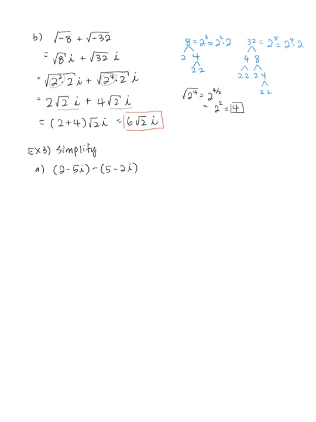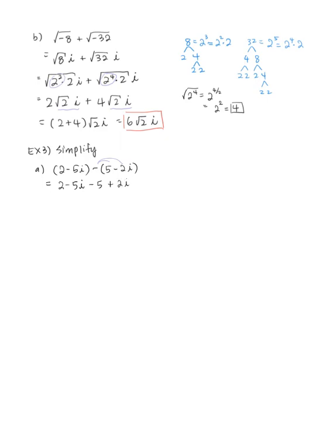Okay, now let's take a look at something a little bit different. Simplify 2 minus 5i minus 5 minus 2i. So we're basically subtracting two complex numbers from one another. This is not as bad as you think. So let me just start off with 2 minus 5i. Guess what we need to do next? Well, you're going to have to distribute that negative sign in. So here you're going to have negative 5 plus 2i.